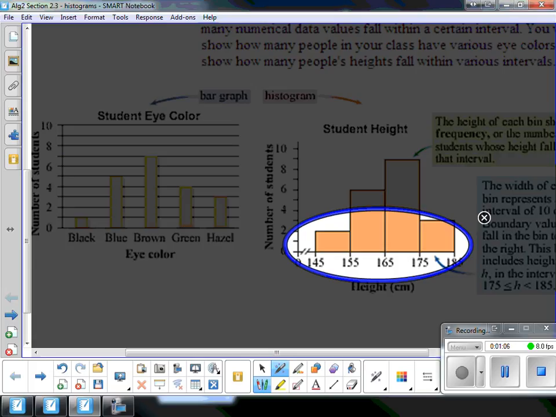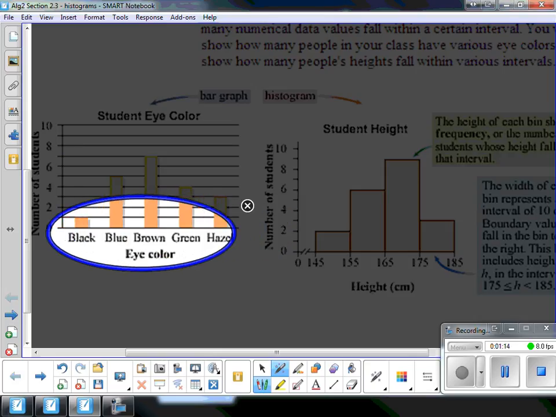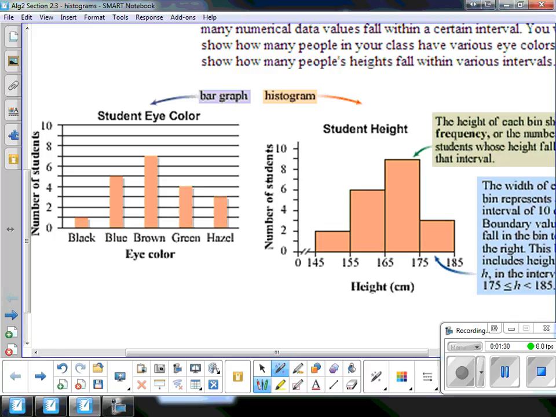So a histogram is chronological, meaning that it goes in order, while in a bar graph, you just have different categories, like student eye color: black, brown, blue, hazel, and green. Those aren't numbers. They're not in any specific order. They're just different categories, okay? So the one on the left is a bar graph. The one on the right is a histogram. I guess you could say a histogram is a different type of bar graph, where you have something in numerical order on the x-axis. Okay, so that's the biggest difference.